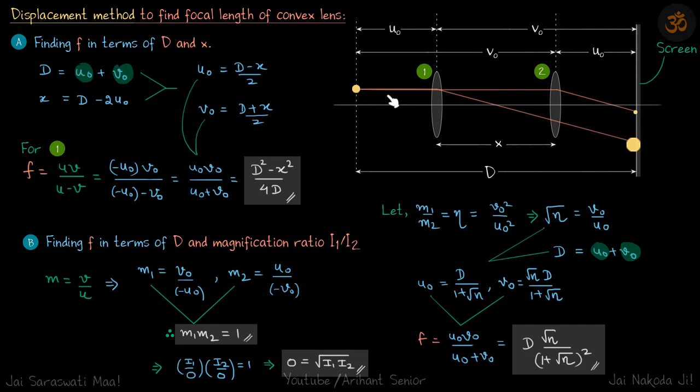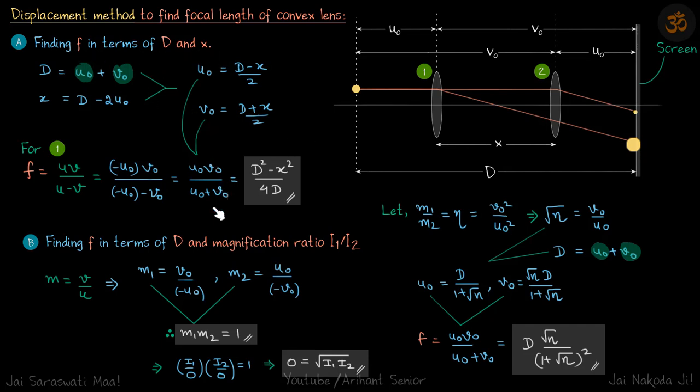So quite obviously the image is real, and if the image is enlarged, then the lens must be here, nearer to the object. And if the image is diminished, then the lens must be further away from the object. Now, when we have moved the lens, we know how much distance we have moved the lens. So we know d, we know x, and from that we can find the focal length.